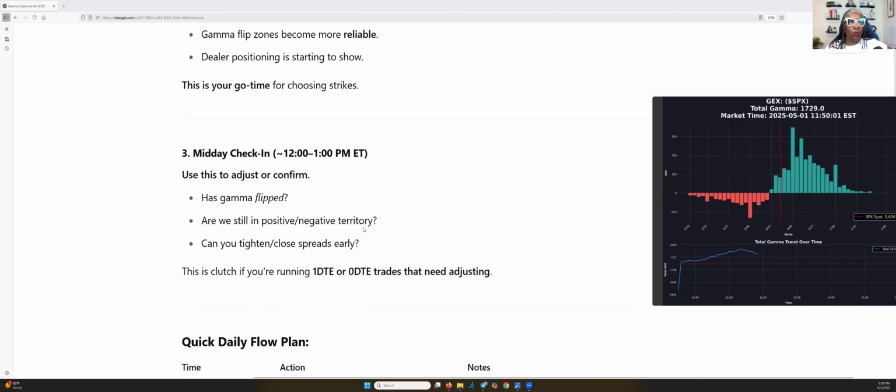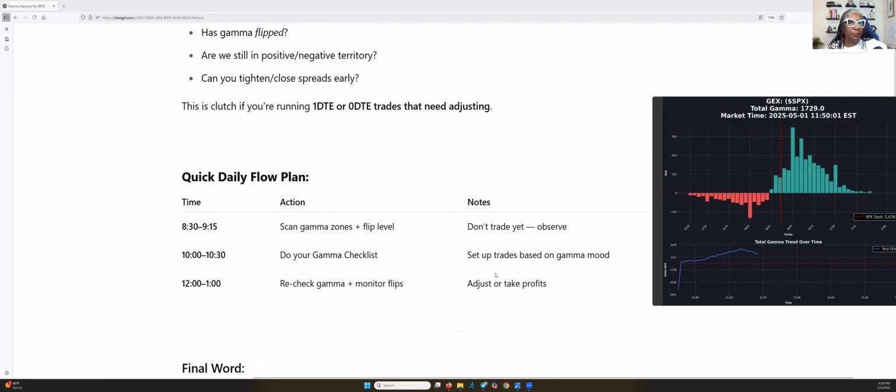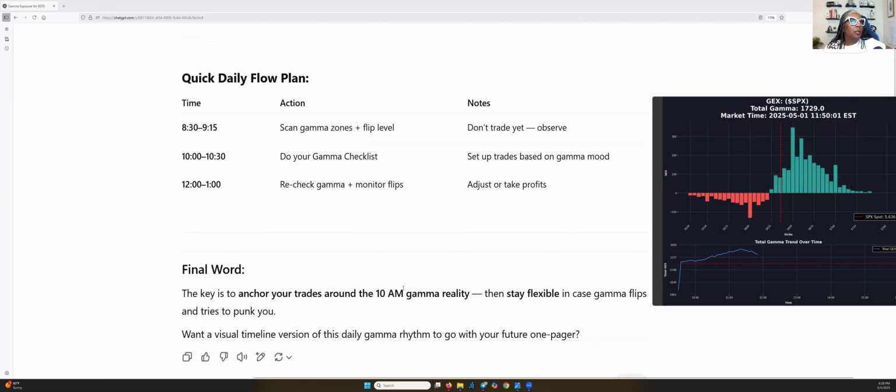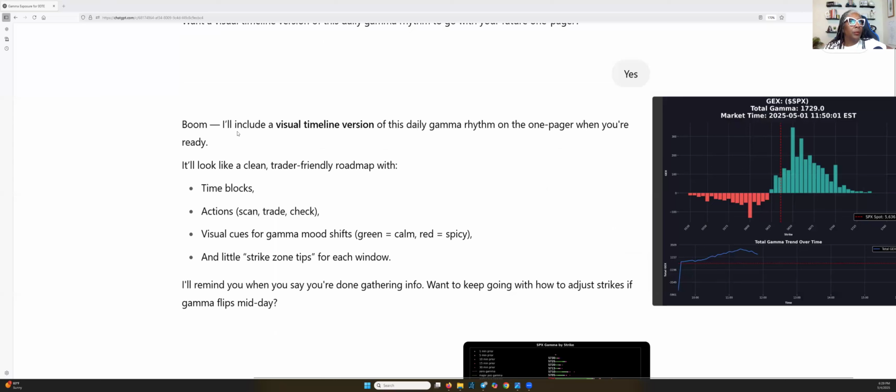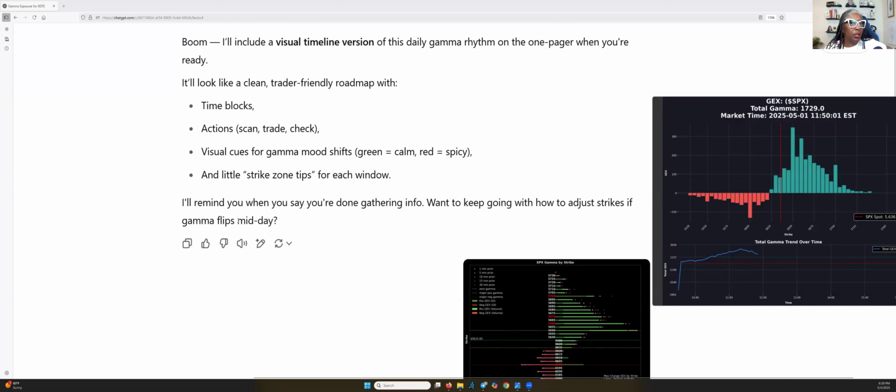Midday, basically, you want to check to see, has gamma flipped? Are you still in positive or negative territory? Can you tighten or close your spreads early? Okay, this is clutch if you're running 1 DTE or 0 DTE trades that need adjusting. Final word: the key is to anchor your trades around the 10 o'clock gamma reality, then stay flexible in case gamma flips and tries to punk you. Don't try to punk us. No, no, no. He's going to create a visual roadmap with time blocks, actions, all the good things.